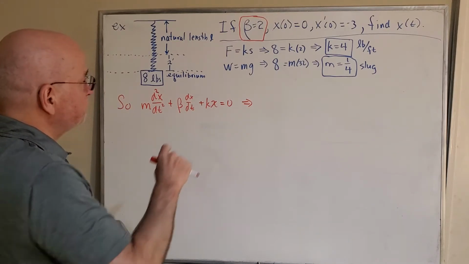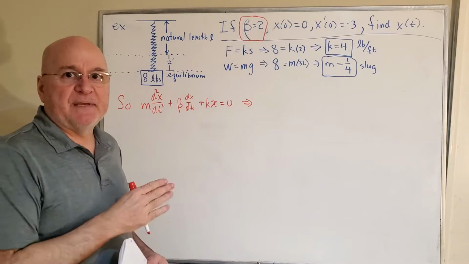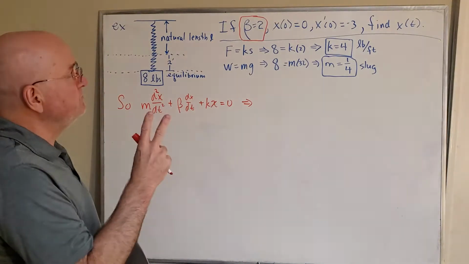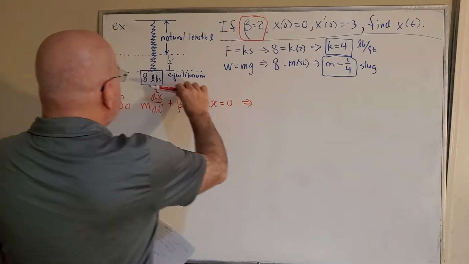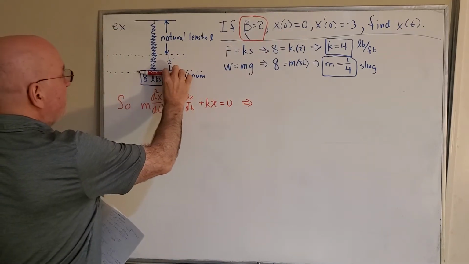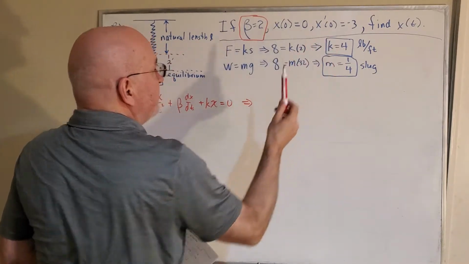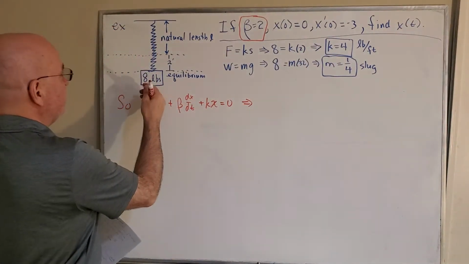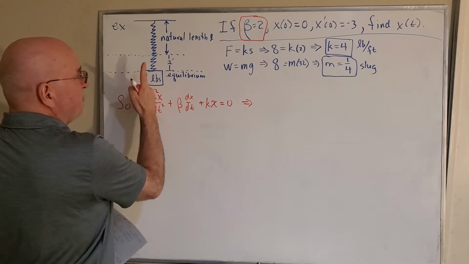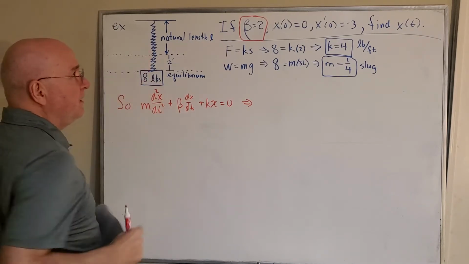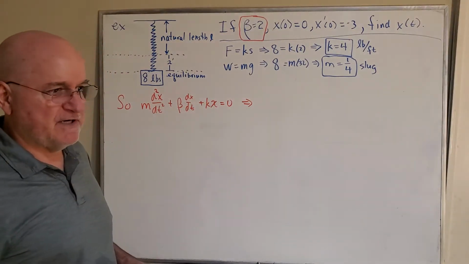So, beta, remember what beta is? That's the damping constant, and it is 2. And the initial position of the mass is at equilibrium, but the velocity at time 0 is -3, which means there's an upward push making the velocity -3 feet per second in that direction. We need to find x of t. So we'll write the differential equation and solve it.